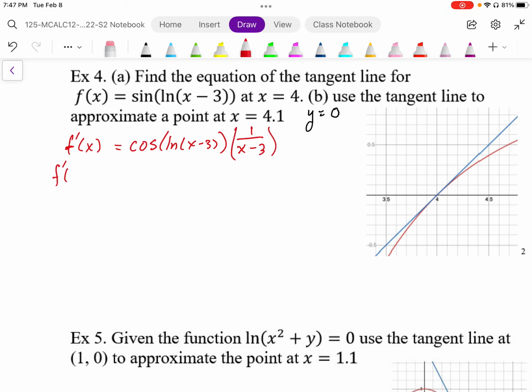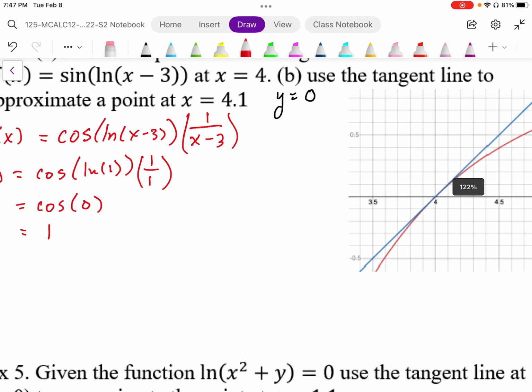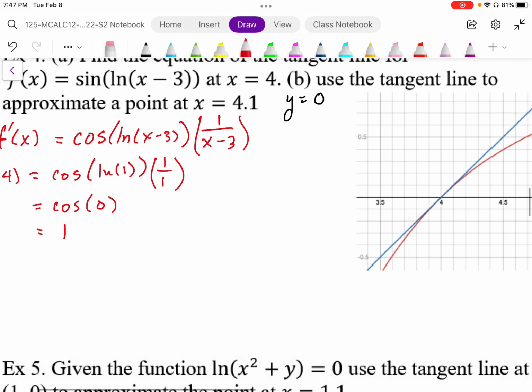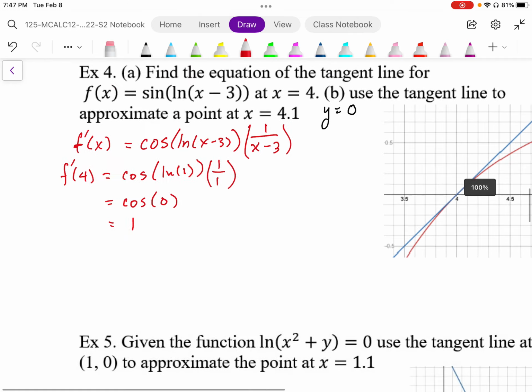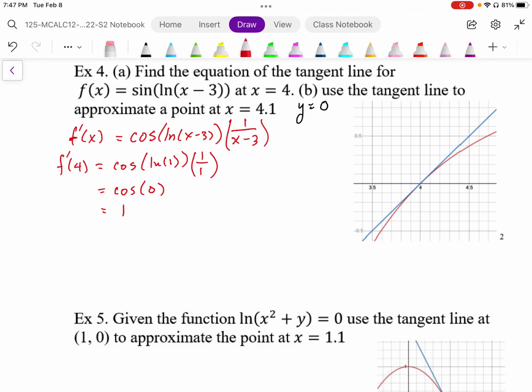I'm going to calculate the slope at x equals 4. So I'm going to plug 4 into this equation. I get cosine of the log of 4 minus 3, which is 1, times 1 over 4 minus 3, which is 1. Working this out, cosine of log 1 is cosine of 0, which is equal to 1. So that means the slope of that tangent line is equal to 1. And if you take a look at the picture, you can see that the slope of that line is equal to 1. So that confirms our result here.